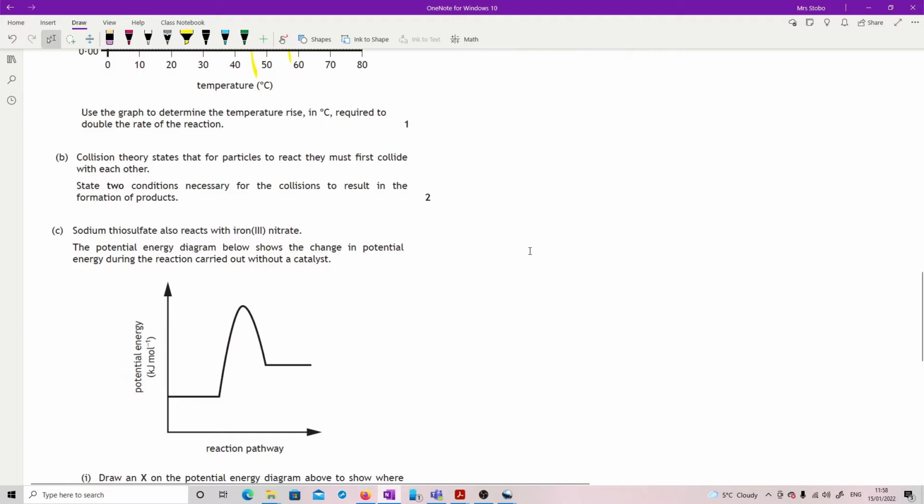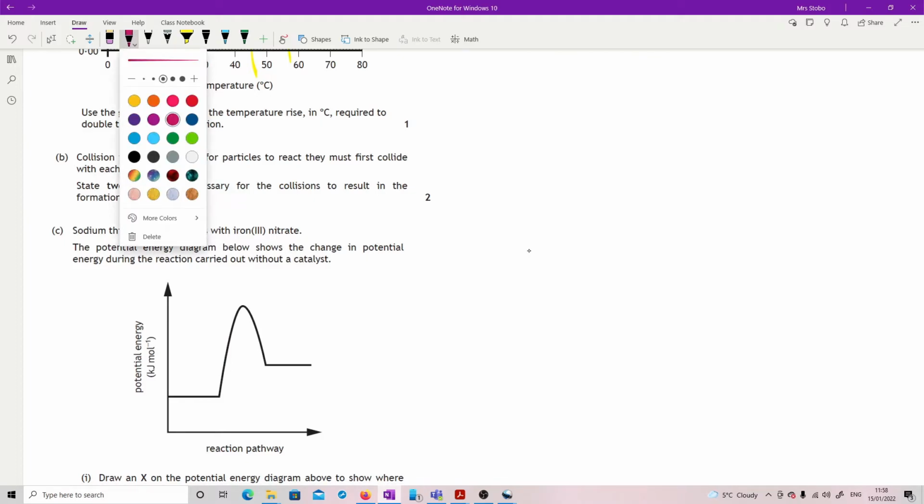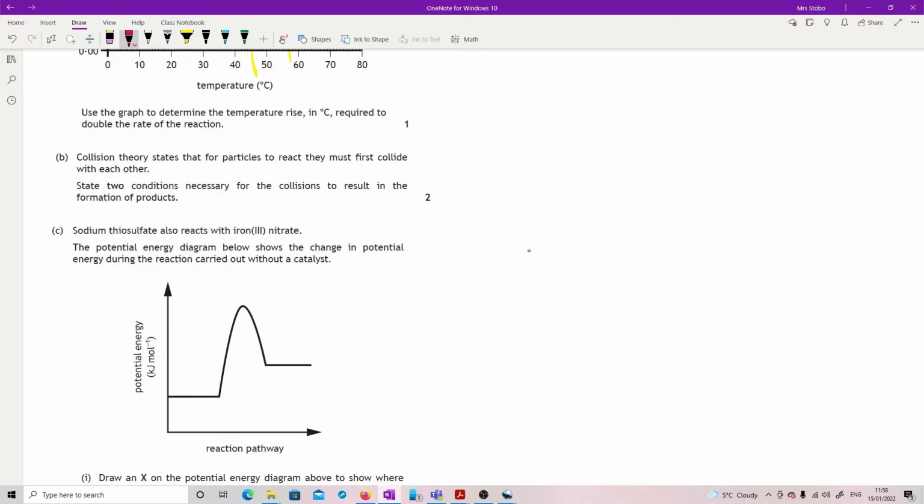Collision theory states that for particles to react, they must collide with each other. State 2 conditions necessary for collisions to result in the formation of products. Straight definition stuff. Actually quite nice.